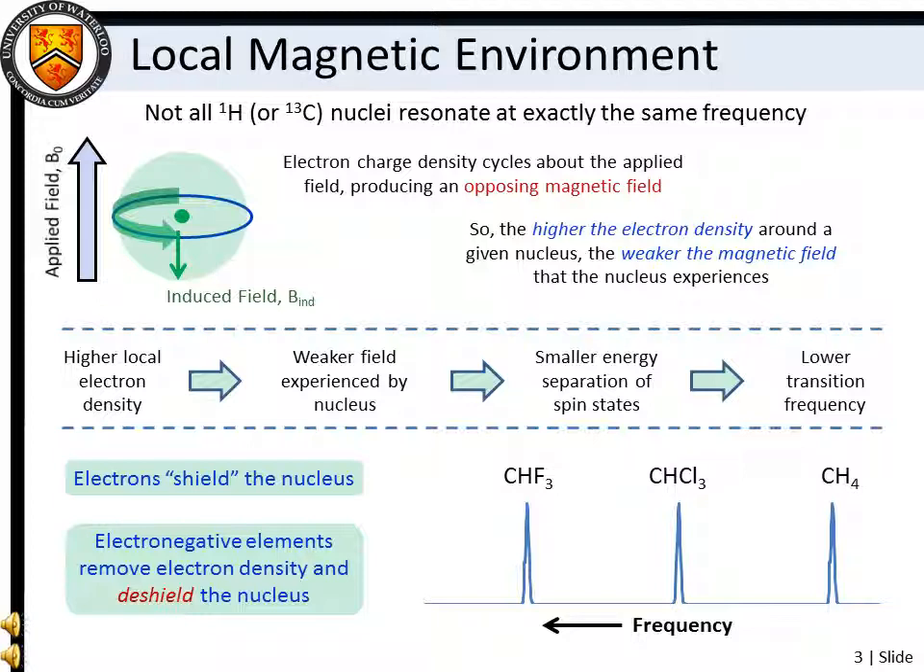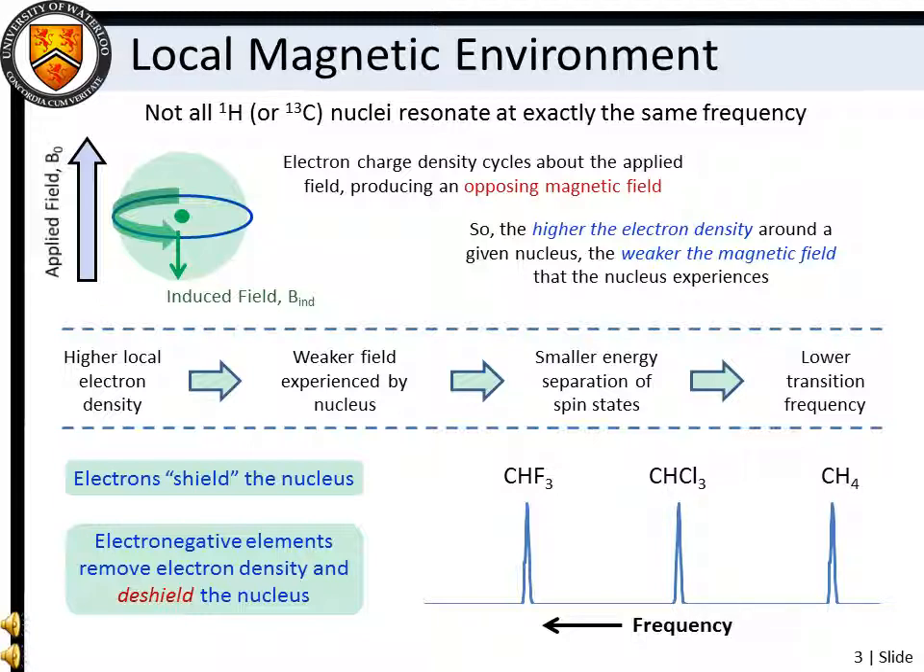When an external magnetic field is applied to a molecule, the electron density around the atoms begins cycling so as to produce an opposing magnetic field. Thus, the effective magnetic field experienced by the nucleus is slightly less than the applied magnetic field. The higher the electron density around a given nucleus, the weaker the effective magnetic field experienced by that nucleus, which results in a lower resonant frequency to induce transition between spin states. This phenomenon is referred to as electron shielding.